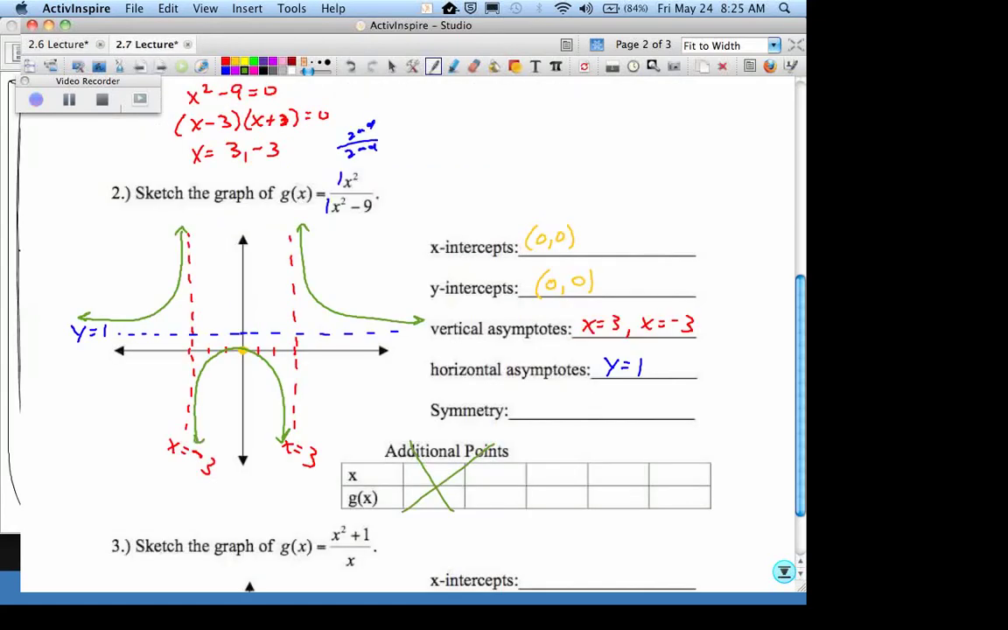Do I have any symmetry on this graph? Is there a line that I could fold on? If I fold on the x equals 0, the y-axis, so you can say x equals 0 or y-axis symmetry. Good.